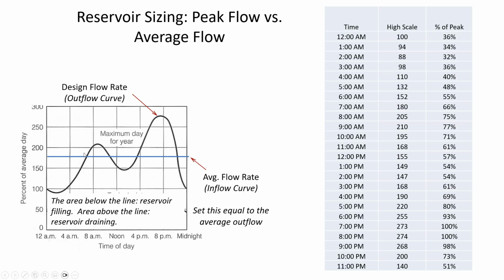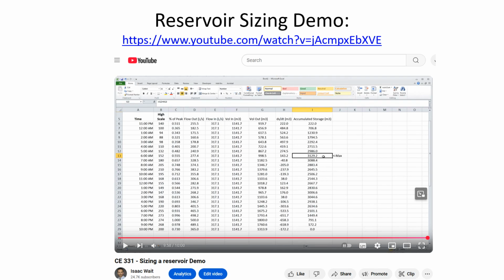So the blue line represents the flow into the reservoir, the black line represents the flow out, and the area under the curve is a volume. So that's what you're going to do in this process, is you're going to figure out what is the maximum amount of water that's stored during the day, like how full does the reservoir get, in order to ensure that enough water is always available to meet the needs of the city.